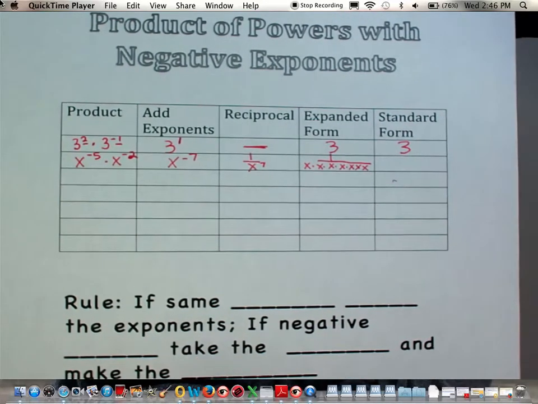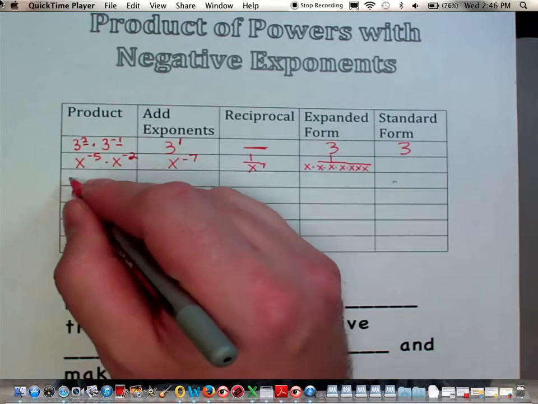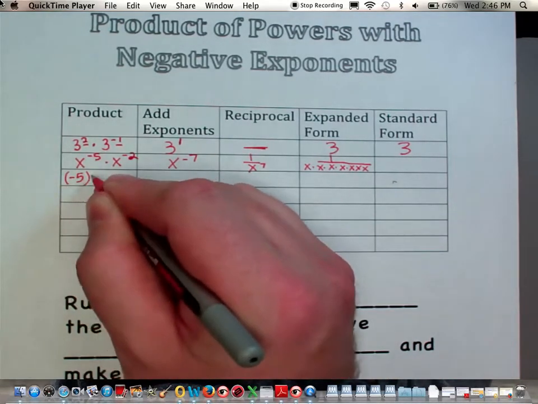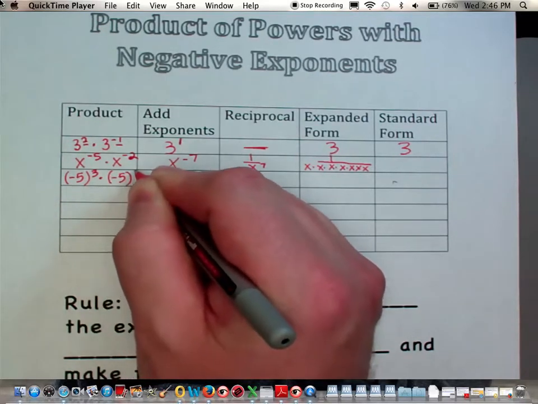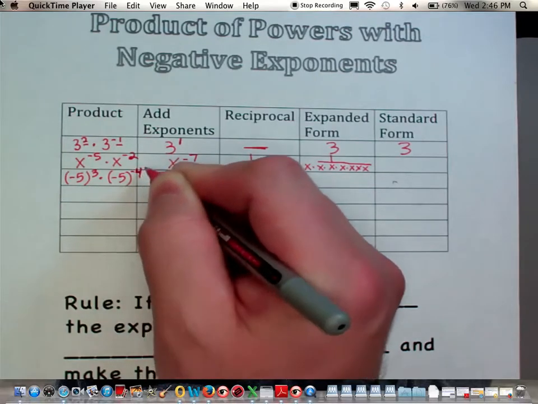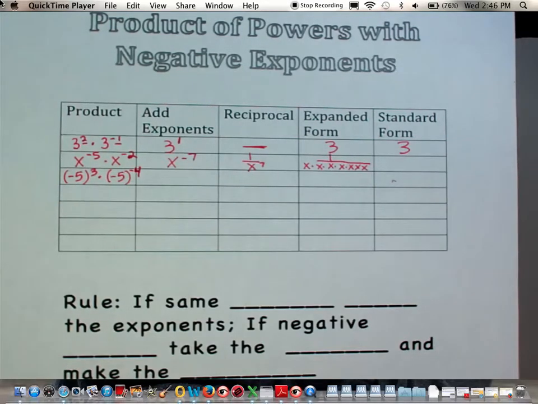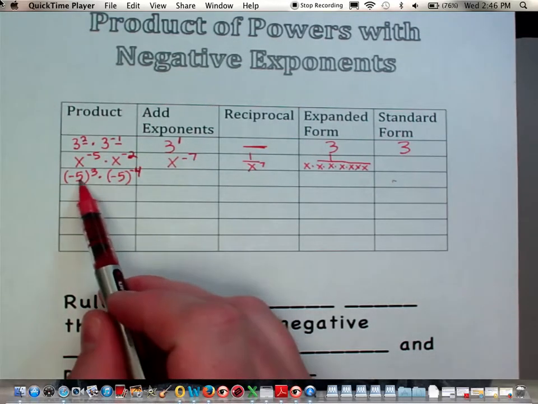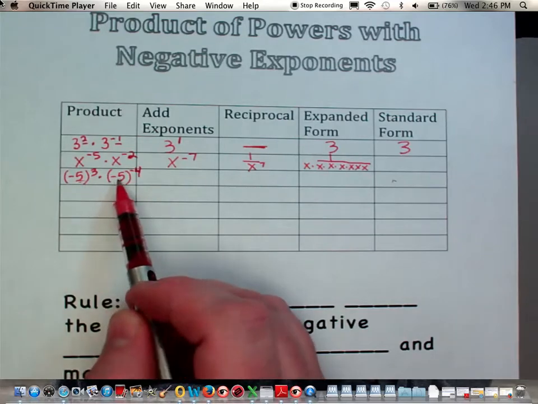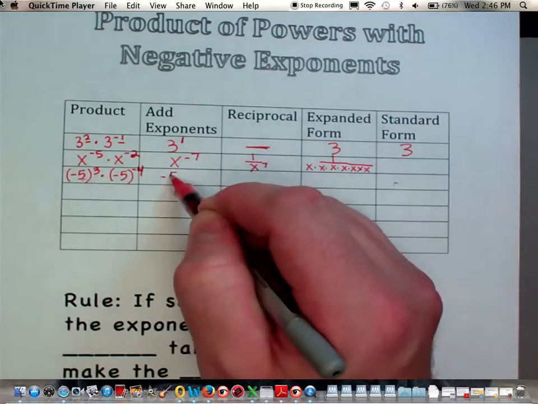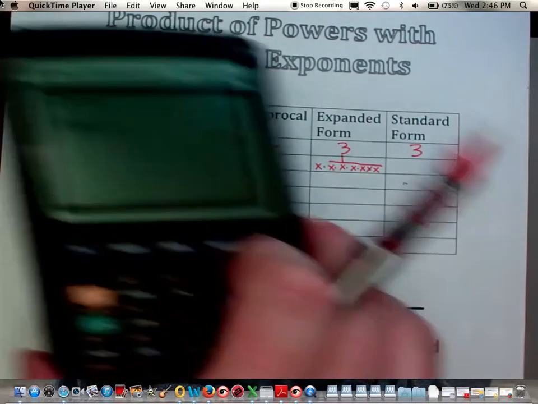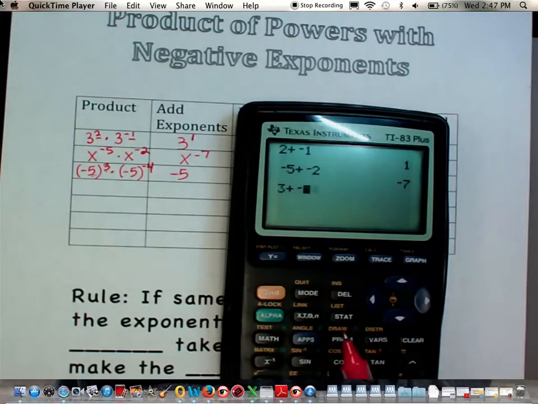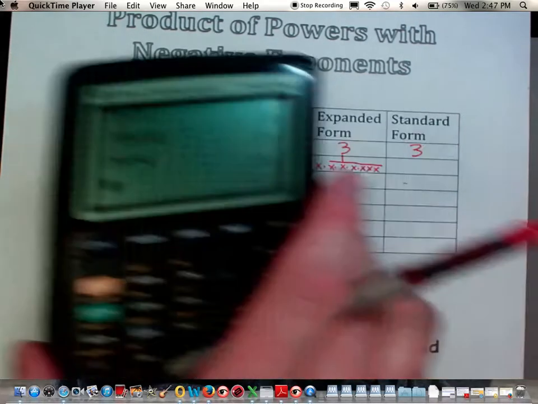Okay? Here's my next one I can give to you. Let's look at one here: negative 5 to the 3rd power times negative 5 to the negative 4 power. Okay? So I know by rule if I'm multiplying exponents and they have the same base, which my base here is negative 5, all I have to do is just add my exponents. So I've got 3 and negative 4. So I'm going to add 3 plus negative 4. I get my exponent to be negative 1.